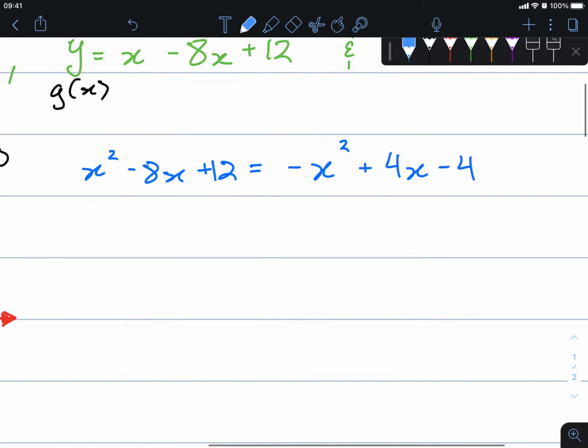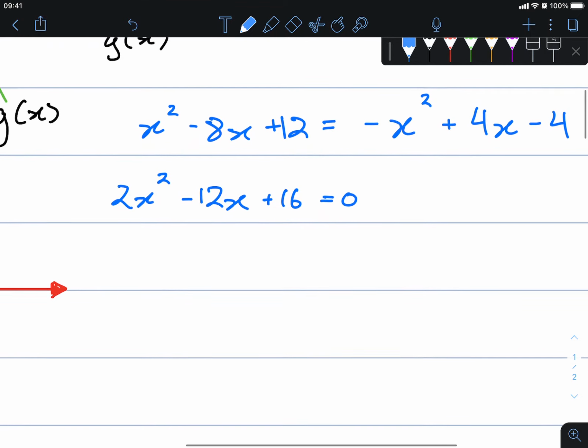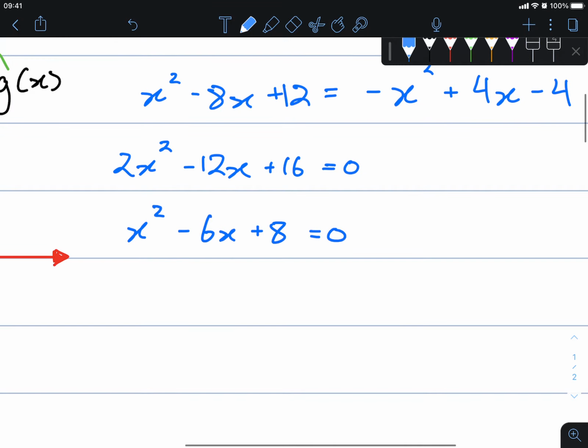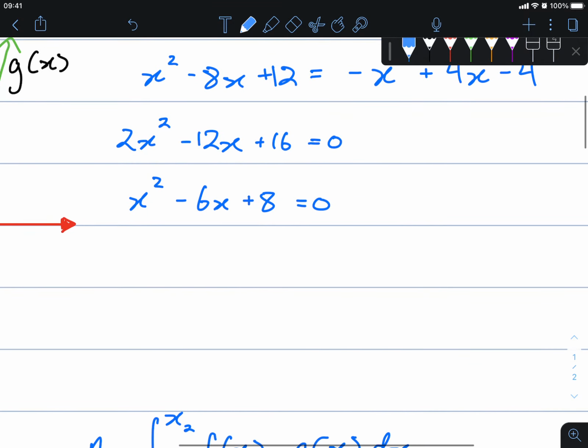Adding x squared, we get 2x squared. Negative 8x minus 4x, we get negative 12x. 12 plus 4, moving that 4 across, we get plus 16 equals 0. Dividing everything by 2, we get x squared minus 6x plus 8 equals 0. You can solve this whichever way you want.